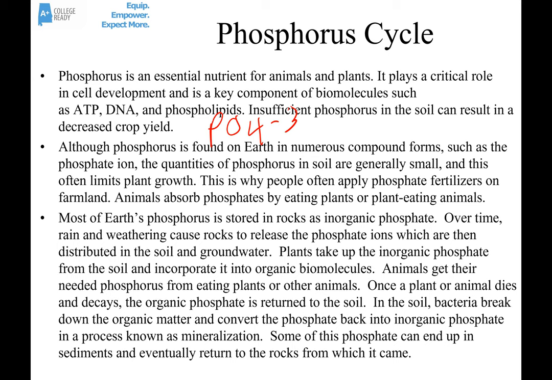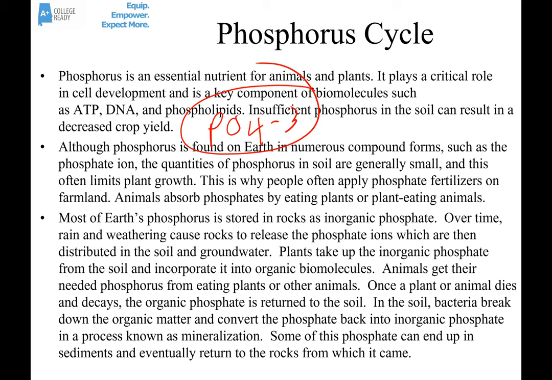Turns out most of Earth's phosphorus is stored in rocks as inorganic phosphate. Over time, things like rain and weathering cause the rocks to release phosphates. They get distributed in the soil and the groundwater, and that inorganic phosphate is taken up by plants, and then the plants use it to make their own organic biomolecules, like phospholipids and DNA. Animals get the phosphorus they need by eating these plants or other animals that ate the plants.